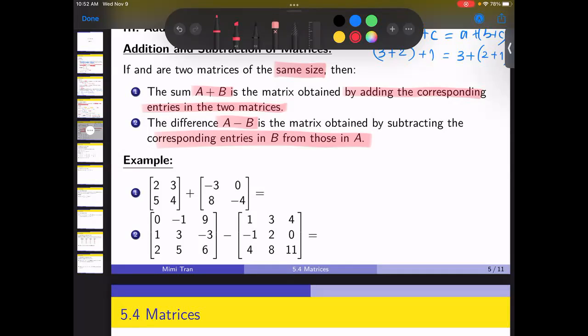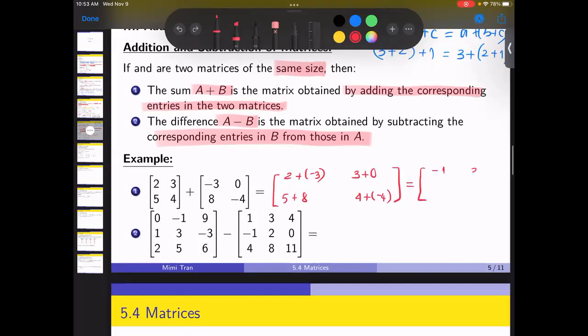You got it? So 2 plus negative 3, and then here 3 plus 0, here 5 plus 8, and here 4 plus negative 4. 2 plus negative 3 is negative 1. 3 plus 0 is 3. And then 5 plus 8 is 13. And then 4 plus negative 4 is 0.